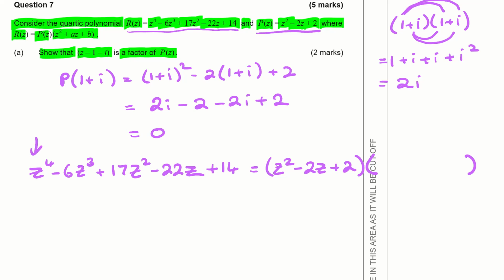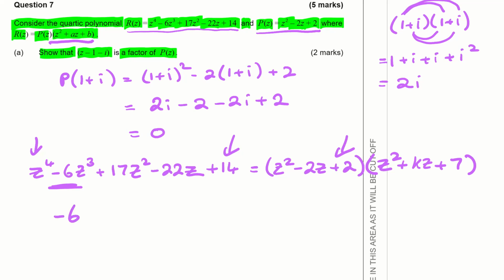Now because this is a z to the 4, that's got to be a z squared, and we were told it was up here anyway. This is a 2 here, this is a 14. That tells us we must have a plus 7 at this end. The only thing that we're not sure about is the middle one, and we could compare coefficients, say, of z cubed to do that.